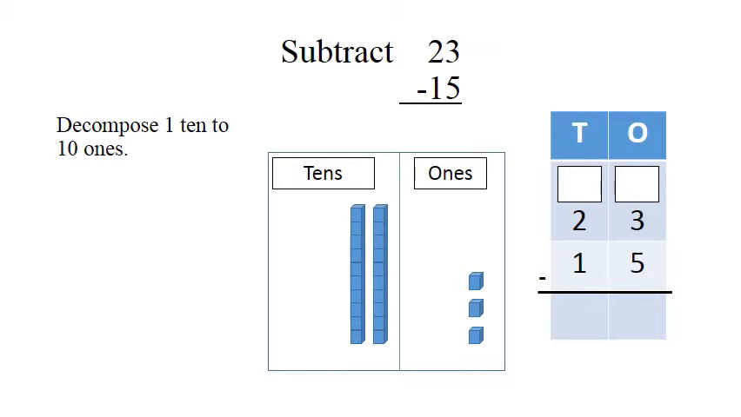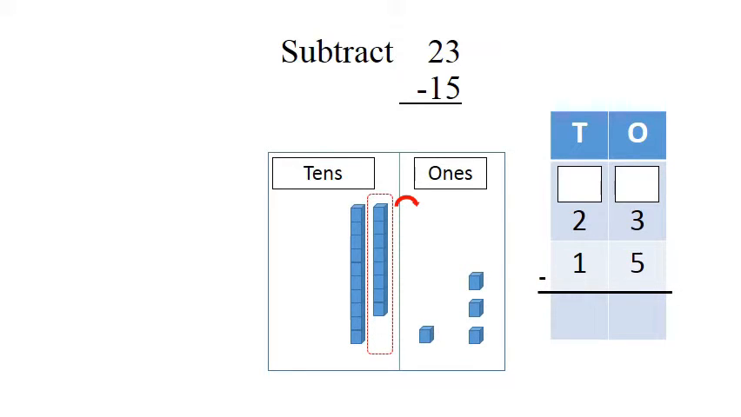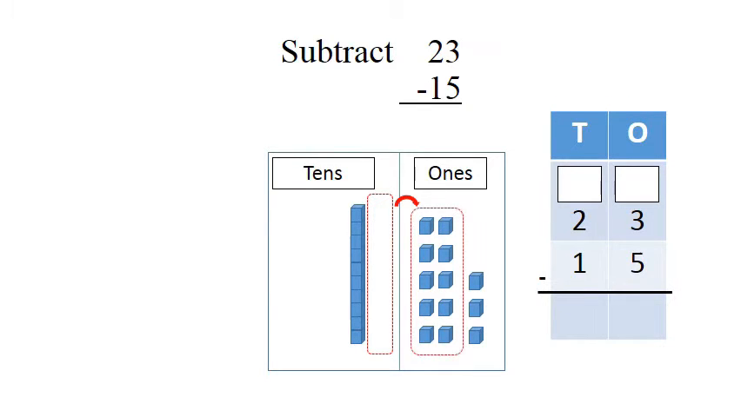Because I don't have enough to subtract, I have to decompose 1 ten to 10 ones. Here's my 10, and I'm going to break it apart into 10 ones. 1, 2, 3, 4, 5, 6, 7, 8, 9, 10. Now I have broken my 10 apart into 10 ones.